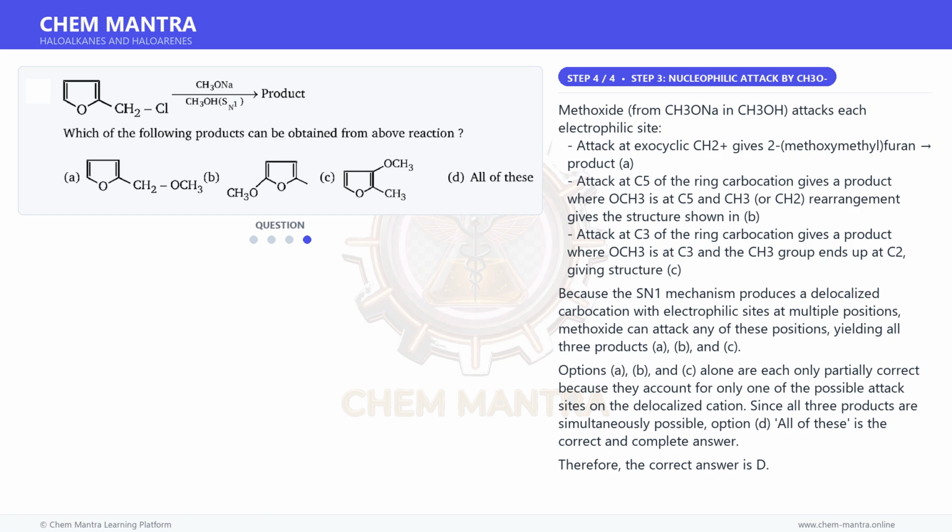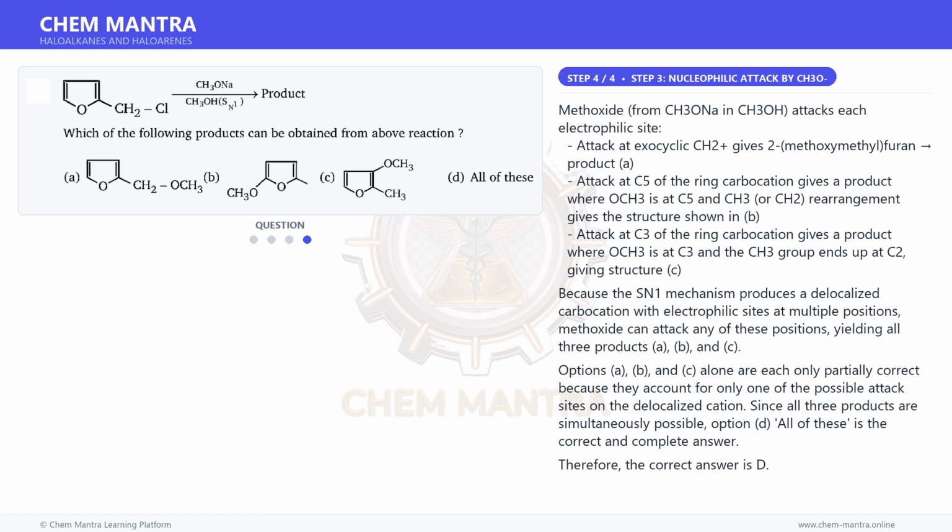Attack at C3 of the ring carbocation gives a product where OCH3 is at C3 and the CH3 group ends up at C2, giving structure C. Because the SN1 mechanism produces a delocalized carbocation with electrophilic sites at multiple positions, methoxide can attack any of these positions, yielding all three products A, B, and C.